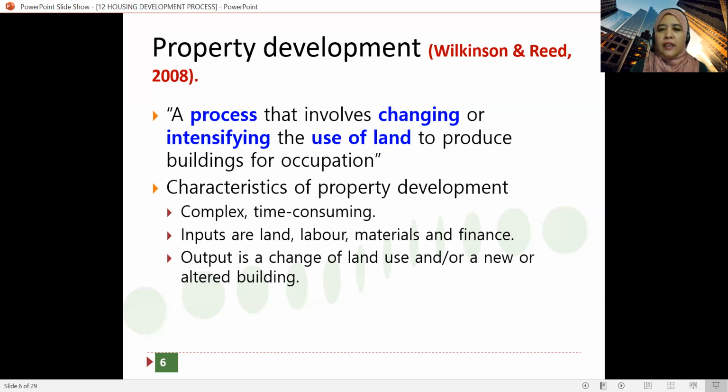Changing or intensifying. So changing in the sense, changing of the use of land, okay, in terms of development is, you go back to what you learned before, highest and best use. If the land now is under a use which is not the highest and best use, you need to change. You need to convert the category of land use to the highest and best use of the land.